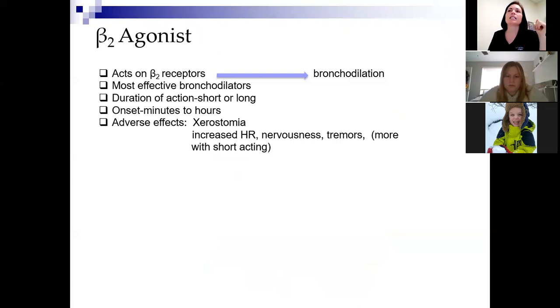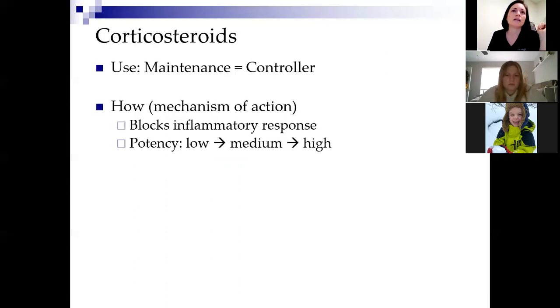So a beta-2 agonist is going to encourage the beta-2 receptors to dilate, to bronchodilate. They can be short or long-term medications. The short-term, I've already said this, is the rescue inhalers. The most common side effects or adverse effects that you're going to see with that is xerostomia. That's the one that we always see, for so many drugs. You guys are going to get so tired of hearing that, but so many drugs cause xerostomia. Increased heart rate, nervousness, tremors can also be seen, but those are more with the short-acting rescue inhaler. I think that's all I had on that slide.